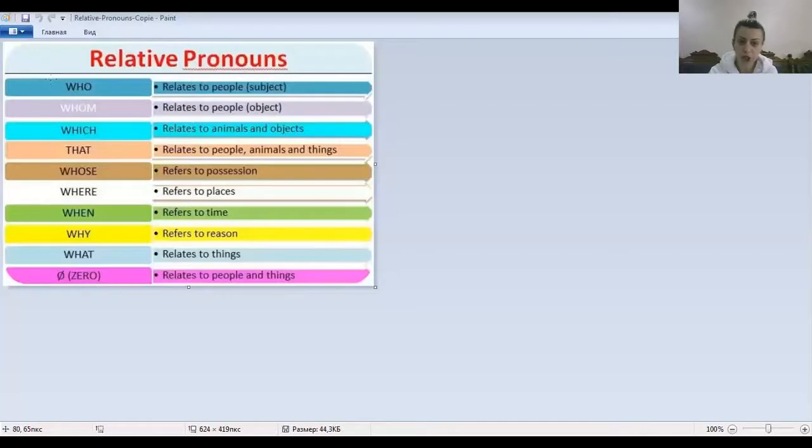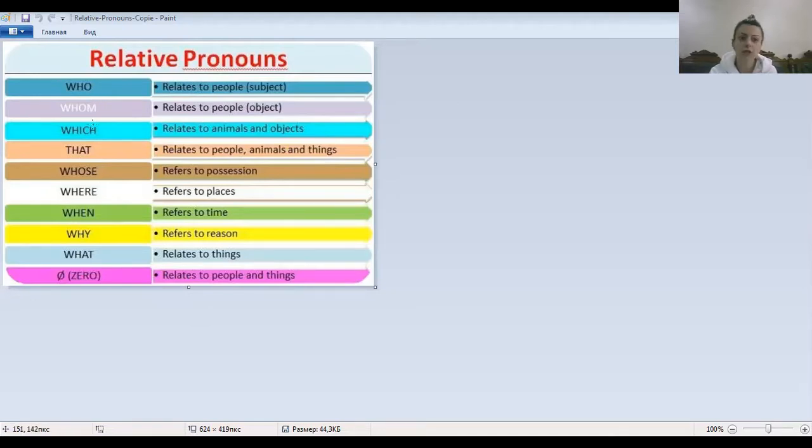Here, you can see who relates to people. It's a subject. Whom relates to people, but it is an object.